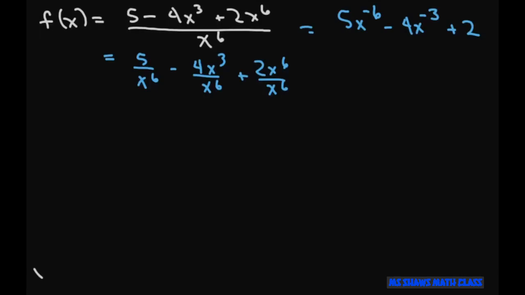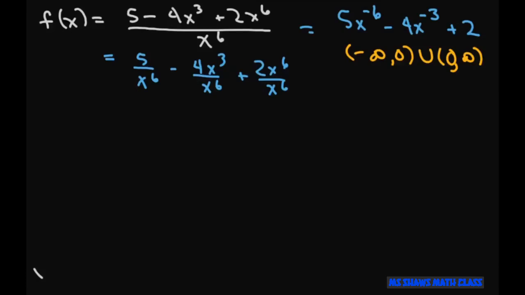We also note that you cannot divide by 0. So for your domain, our domain is negative infinity to 0. It can't include 0 since you can't divide by 0, and 0 to infinity. All right? Or that. That means or.